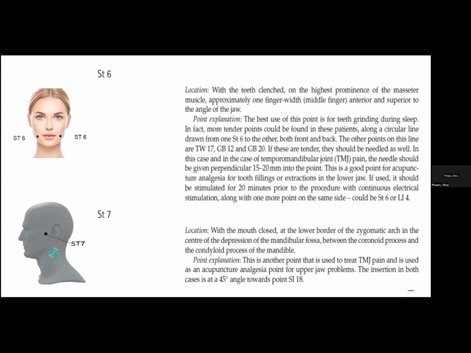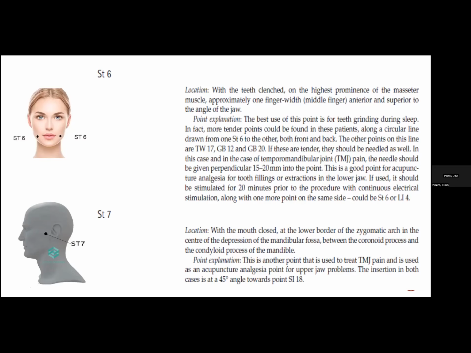Sa location ng another point, stomach 7, with the mouth closed, sasara po yung mouth, the lower border of the zygomatic arc in the center of the depression of the mandibular fossa between the coronoid process and the condyloid process of the mandible. So pag pinalpate po natin yan, may parang malambot na area dito sa may mandibular depression, sa mandibular fossa.